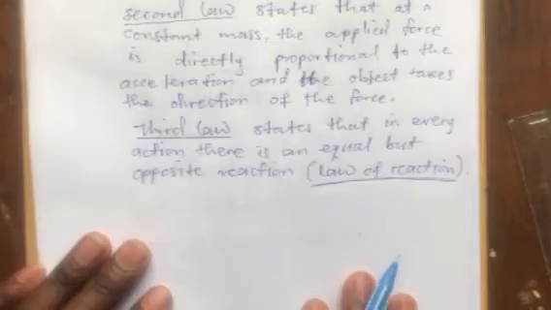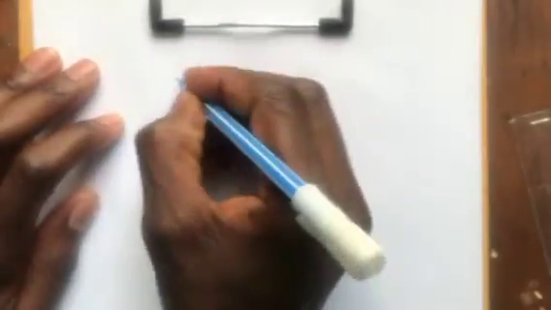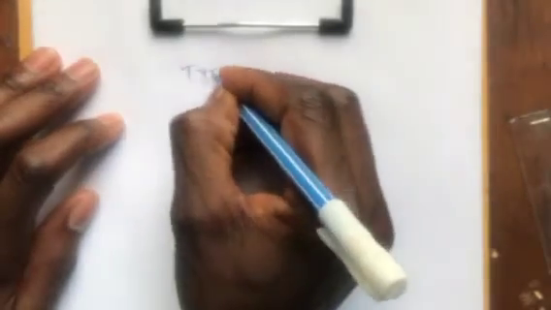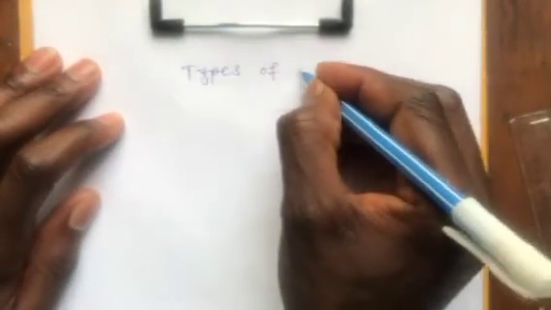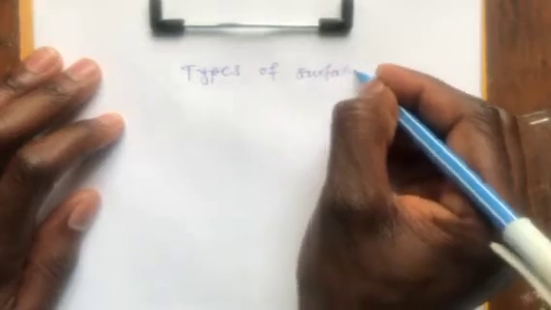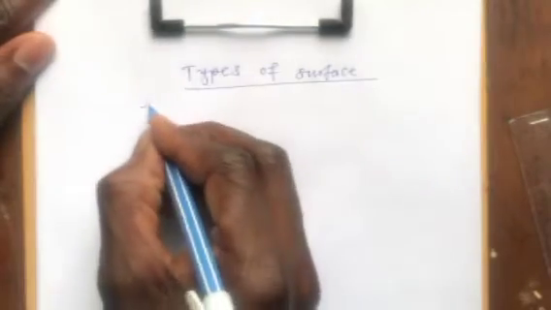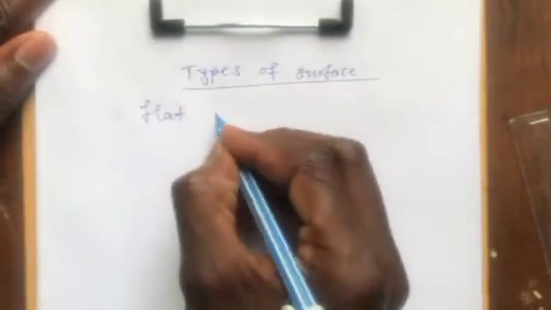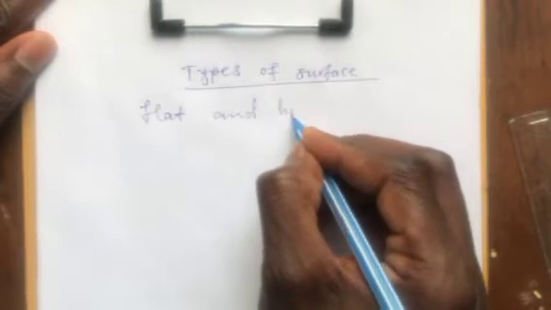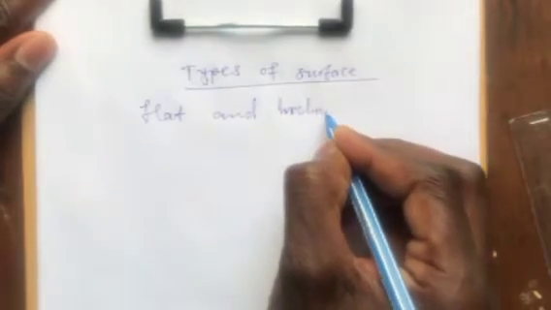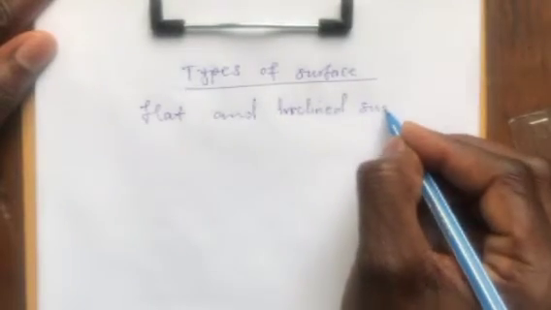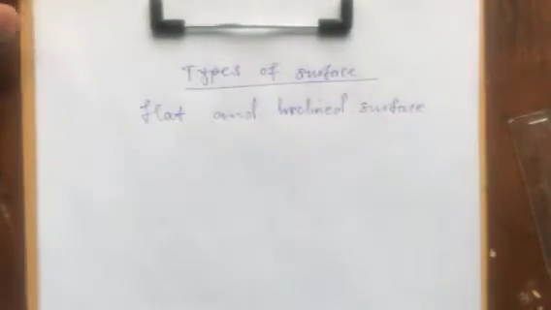In addition to that, what other things are we supposed to understand the most under dynamics? One, you have to know the types of surfaces. What are some of the types of surfaces? Basically, we have 2 different types of surfaces that we have to understand fully: a flat surface and an inclined surface. These are the types of surfaces that you always have to understand.